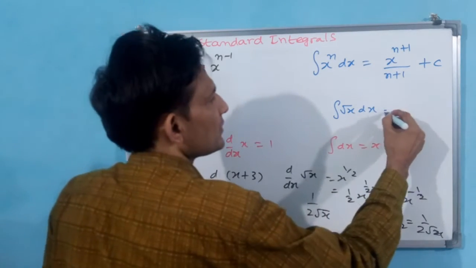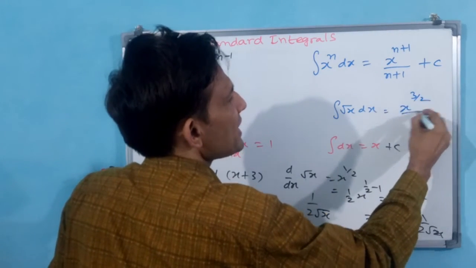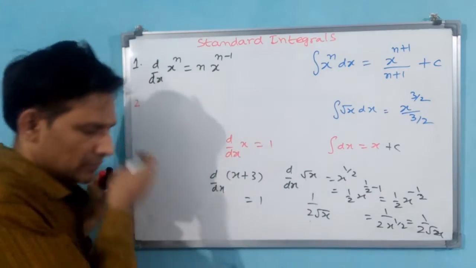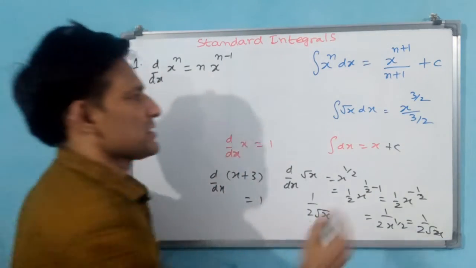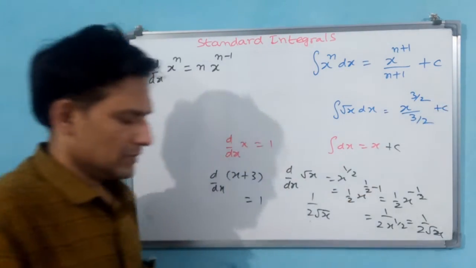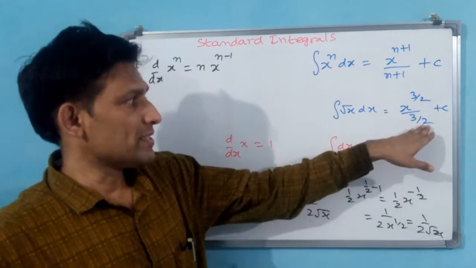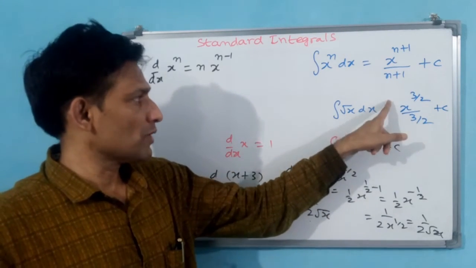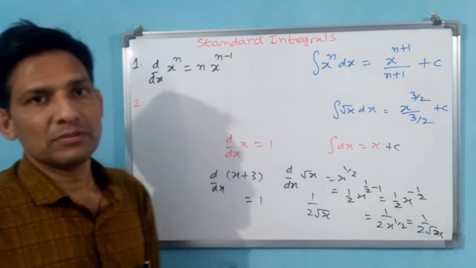Simply you write x power 3 by 2 by 3 by 2, that's all, plus c. This 2 by 3 is going to become 2 by 3 into x power 3 by 2.